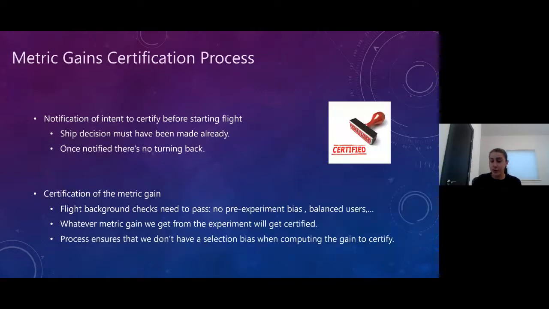And that's what we call the certification process. Having a very clear process around which features to ship. So you have this notification of intent: I'm actually interested in shipping this feature. I made the ship decision based on a previous experiment that I've run, and then we rerun this experiment to make sure that there's no pre-experiment bias, the users are all balanced, and we get reproducibility of the gain. That is one of the best ways of reducing the selection bias in these experiments.